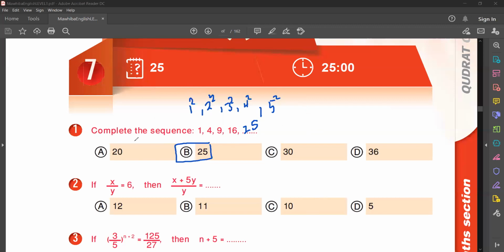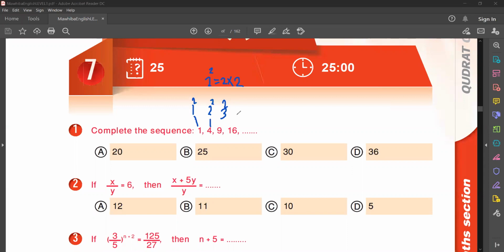Okay, look now. Complete the sequence. When you see these numbers and you square them, 1 square, it is 1. 4, it is 2 square, right? Equals 4. You know how to find 2 square? You multiply 2 times 2, right, Maria? It is 4. What about 9? 9, it is 3 square. So 3 times 3, it is 9.